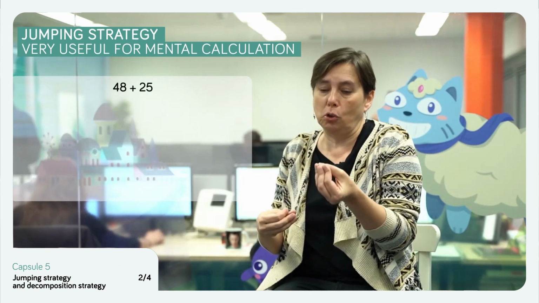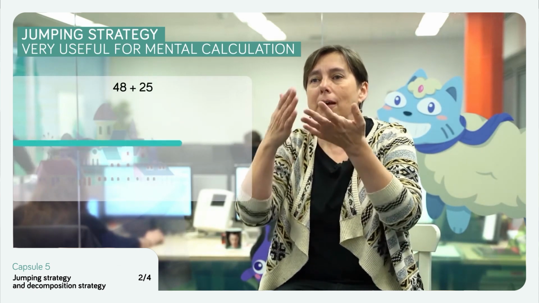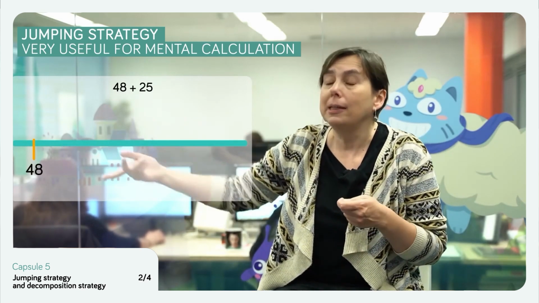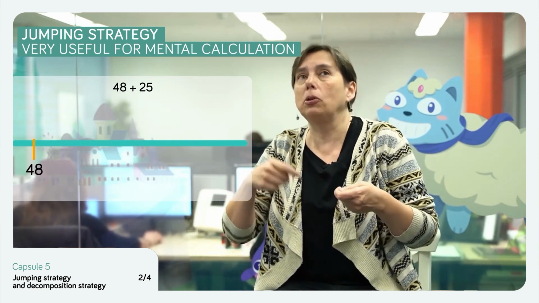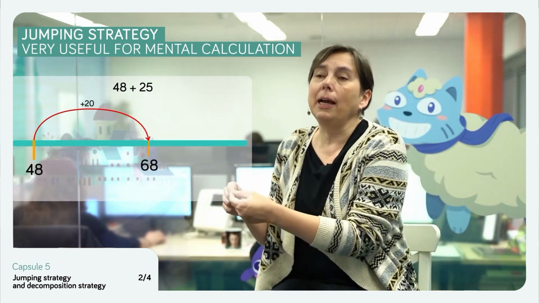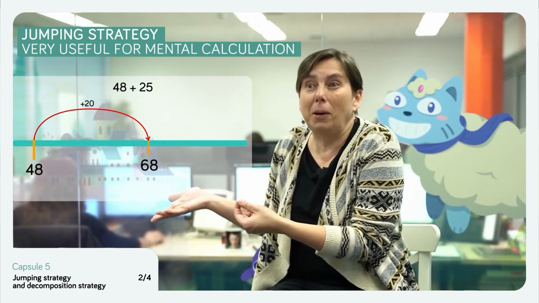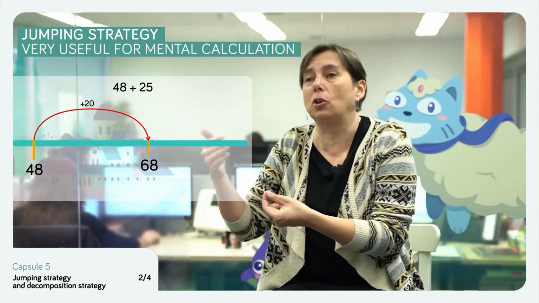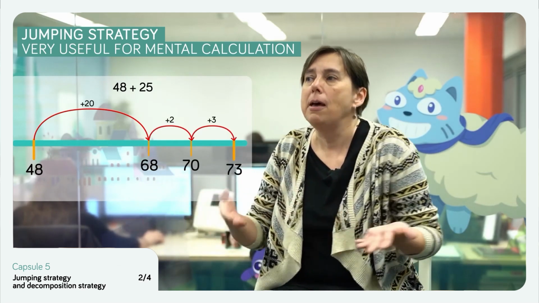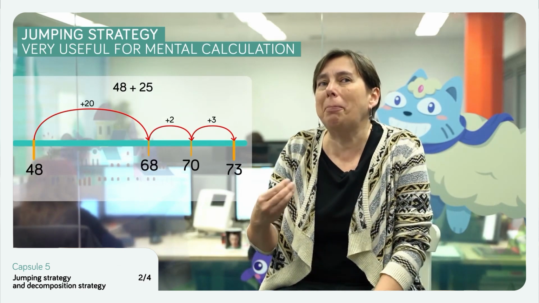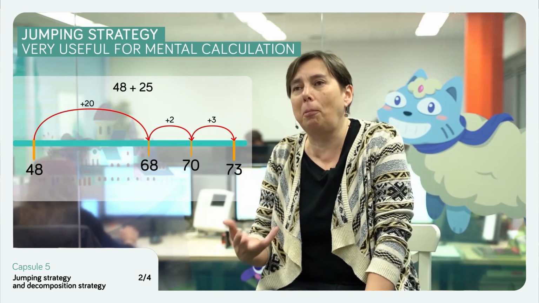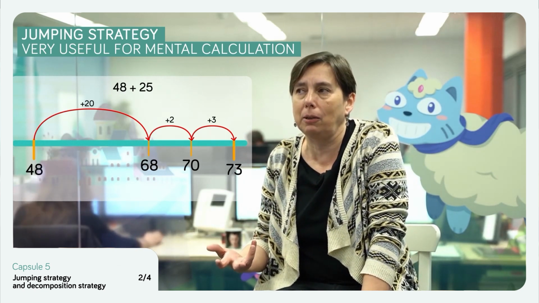Because if I have 48 plus 25, what I do is think about 48. I don't have to break it down anymore. All I do is jump 25 forward. So I jump from 48. If I jump 20, I get to 68, and here I have to jump 5. So to get to the 10, from 68, jump 2, and I get to 70, and I jump the 3 that I have left, and I am at 73. So it's a strategy that's especially suited to mental calculation, and that's why we teach the jumping strategy.